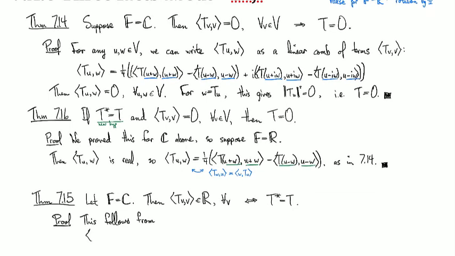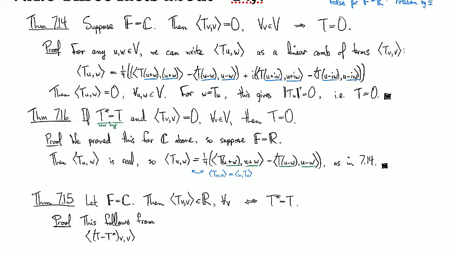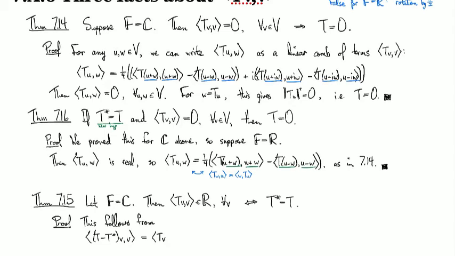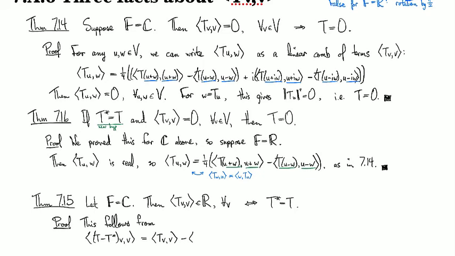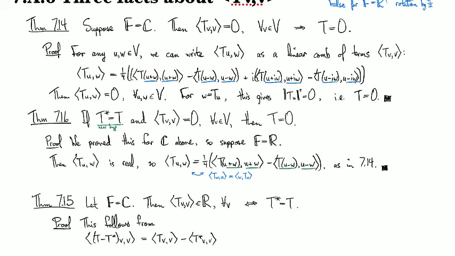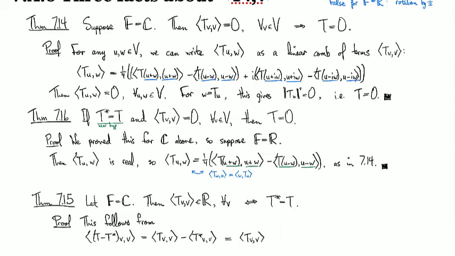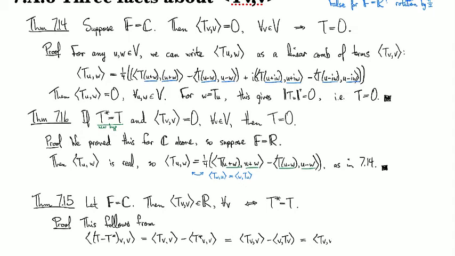So let's take T minus T star and we will apply it to V, and then take the inner product with V. And so by linearity, we have TV V minus T star VV, and then I can move that T star to the other side, so this becomes TVV minus VTV, which is equal to TVV minus TVV conjugate.